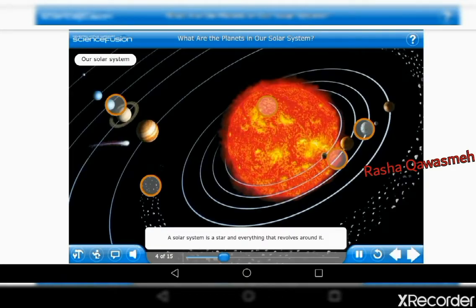A solar system is a star and everything that revolves around it. Do you know how many stars there are in our solar system? That's right, 1. Every solar system has at least 1 star. Ours is the sun. Click the highlighted spots on the image to learn more.